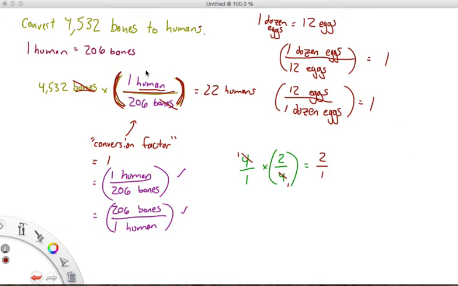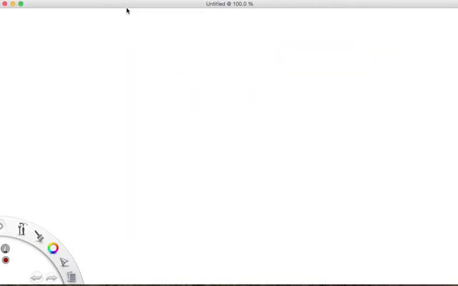Okay, warm-up problem number 1. How many tires are there on 234 cars? So this assumes some prior knowledge on your part. First let me write the question. The question is, how many tires are there in that many cars? So I could have rewritten this: convert 234 cars to tires.